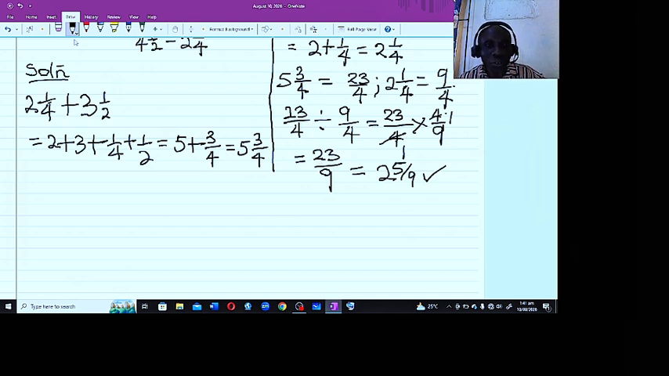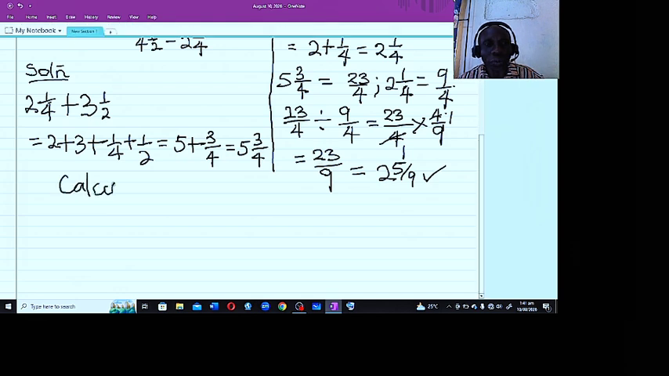Now, for us to use calculator, if you know how to use your calculator, well, you can get these things done. You can get these things done easily. So the calculator usage, let me put it that way. Calculator usage, okay? How do we get that? Watch what we are going to do.